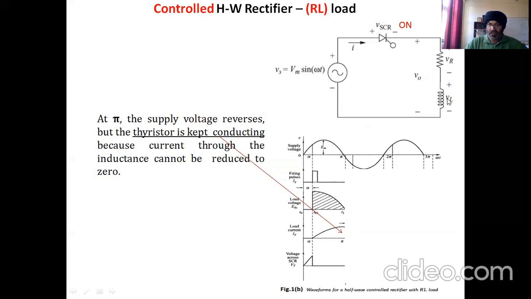Now, as the polarity at the input reverses, the polarity in the inductor also reverses. Due to the reversing of the polarity at the inductor, negative becomes positive, positive becomes negative. So due to this, it opposes the voltage source and a larger positive polarity is seen over here, and the thyristor is again forward biased and it continues to conduct.